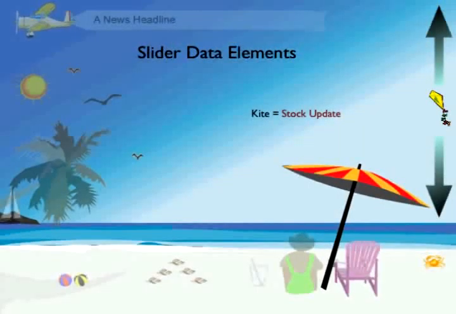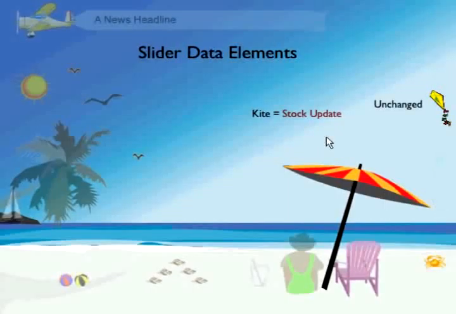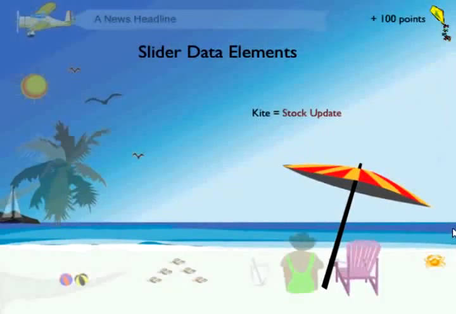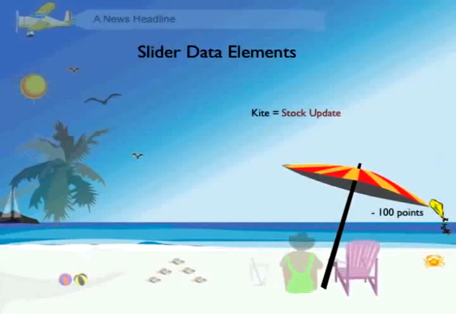The kite is another slider object. Its vertical position encodes the NASDAQ stock index change that day. If the index is unchanged, the kite is in the middle of the sky. A gain of 100 points is shown by positioning the kite at the top of the window, and a loss of 100 points is shown by the kite being at the horizon.